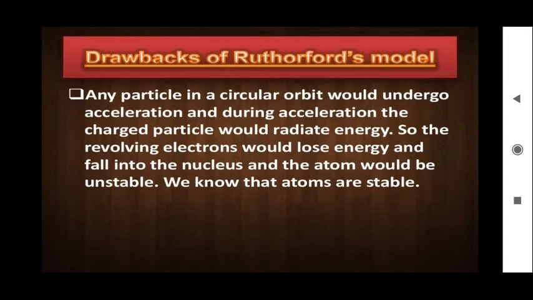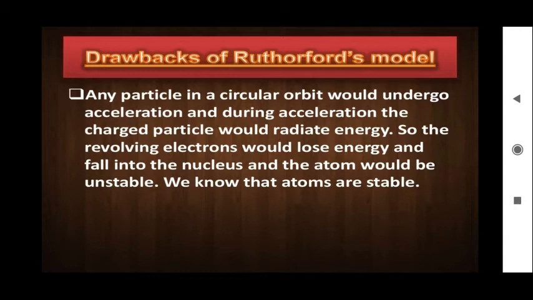That is a drawback. Any particle in a circular orbit undergoes acceleration, and during acceleration, charged particles radiate some energy. So the revolving electron would lose energy, and it may fall into the nucleus, and the atom would be unstable and collapse. Like when the electron is moving around the nucleus, it will lose some energy. Once it loses energy, it has to fall inside the nucleus, and the entire atom has to collapse. So this Rutherford model was not accepted.